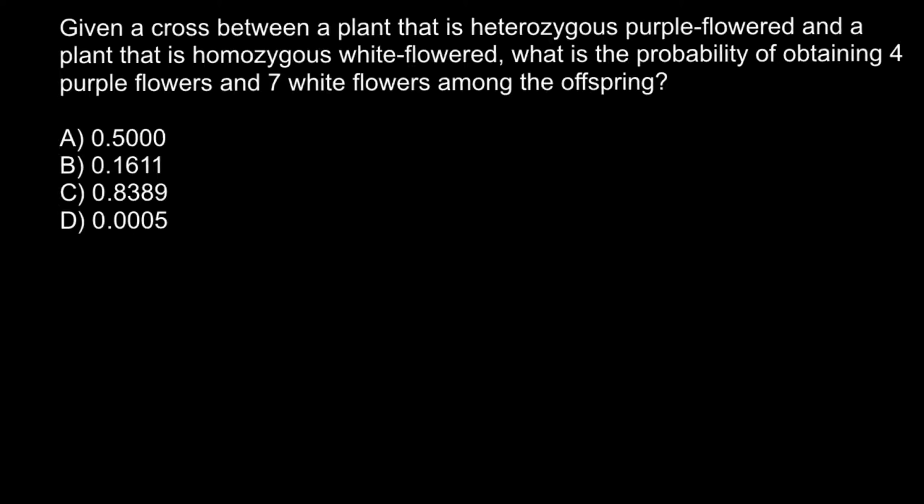Here is a problem: given a cross between a plant that is heterozygous purple flowered and a plant that is homozygous white flowered, what is the probability of obtaining 4 purple flowers and 7 white flowers among the offspring? Here are 4 answers to choose from.